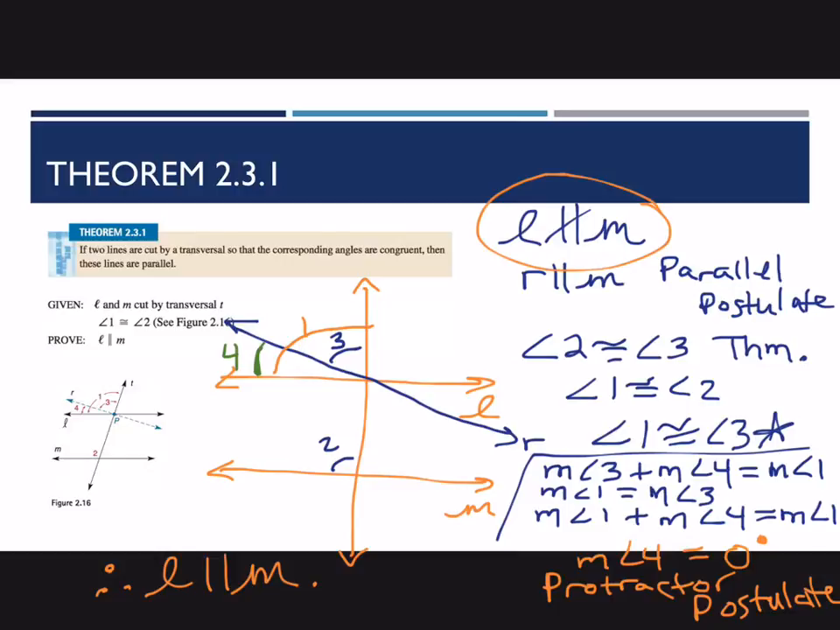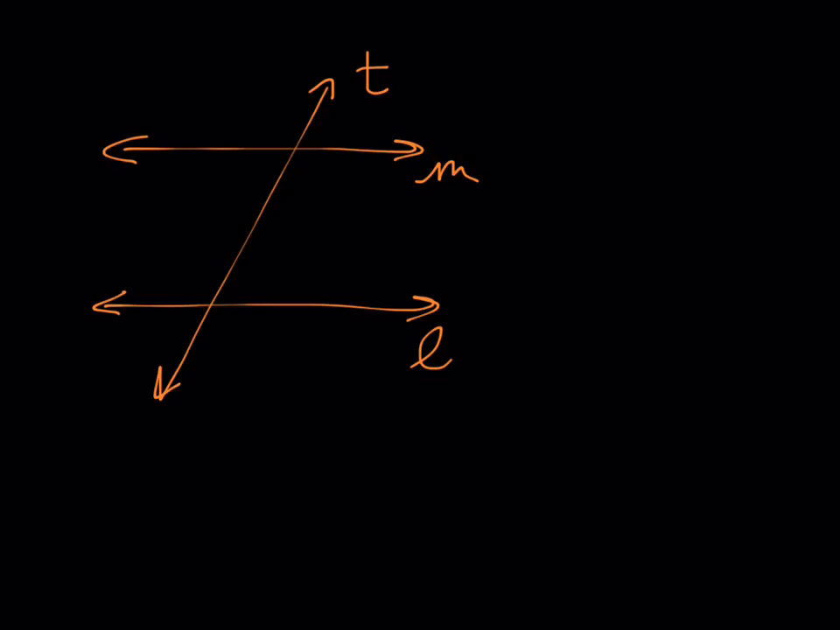Now if you wanted to go on and prove some of the other theorems in this section, we could use this theorem as a justification in our proof. I didn't include it in this video, but for example, theorem 2.3.2 states if two lines are cut by a transversal so that the alternate interior angles are congruent, then these lines are parallel.